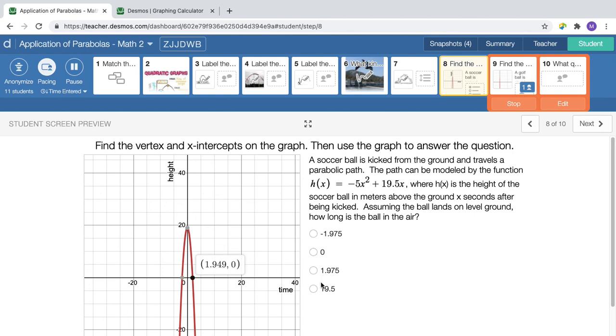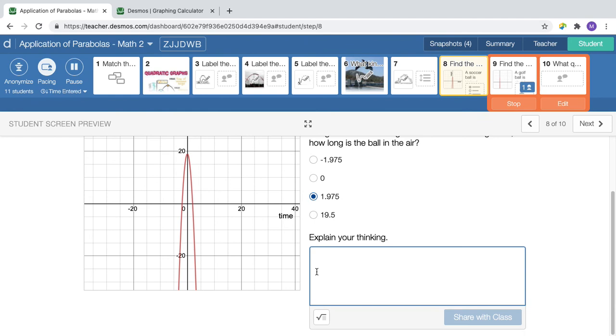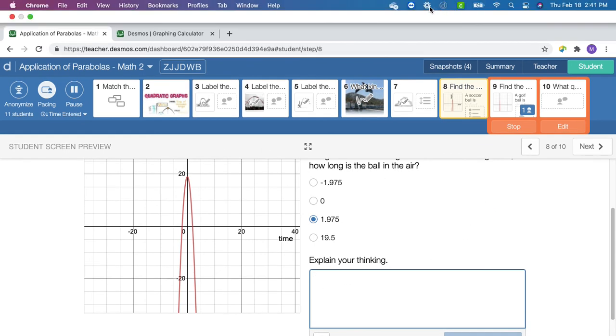So when I go to pick this, remember we never use negative time. 0 time has not gone by, because some amount of time went by. 19.5 seconds did not go by. It's more close to 1.975. So that is our answer for that. All right, that is all.